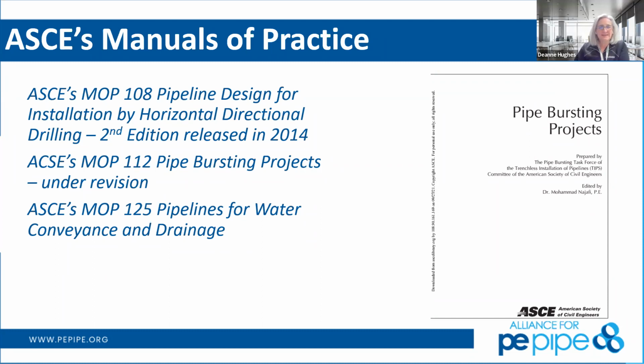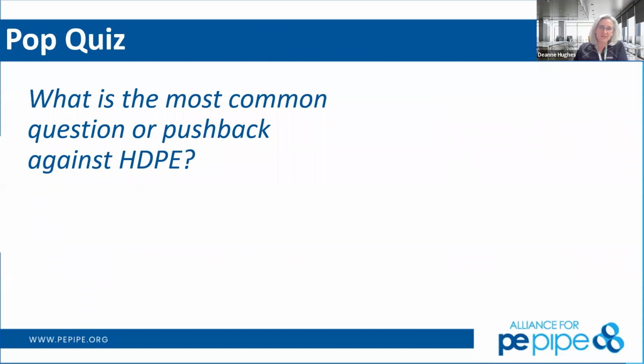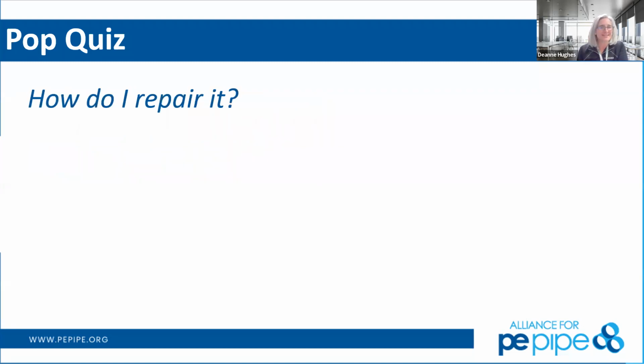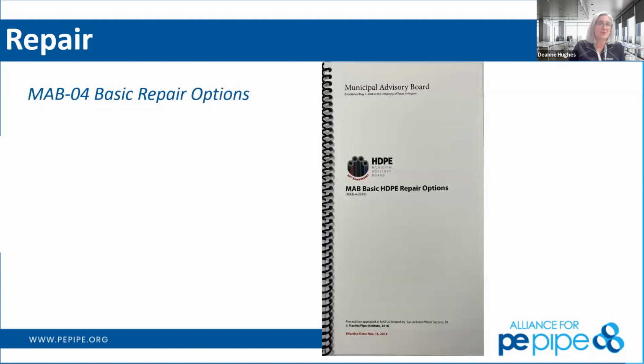Okay, so quick, this is not one of Dan's questions. This is one for you to answer to yourself. The most common question or pushback that we might get against polyethylene pipe, and if you're not sure what your answer would be, I'll cheat and tell you, is: how do we repair it? All kidding aside, an HDPE system is leak-free, it is intended to be, but third-party damages can happen. And the question is, how do you repair it?